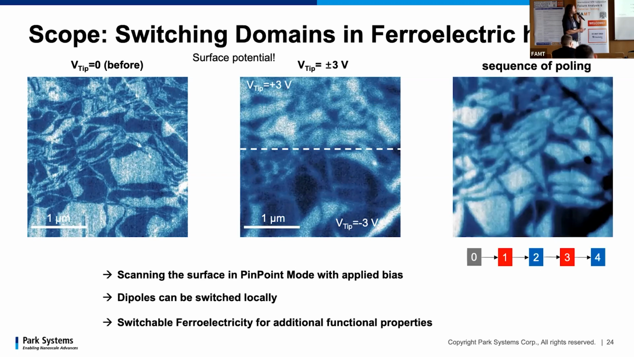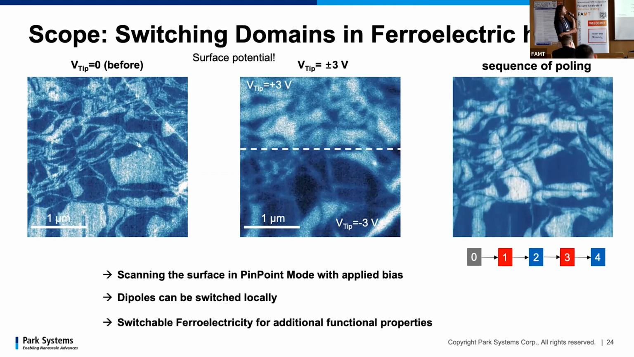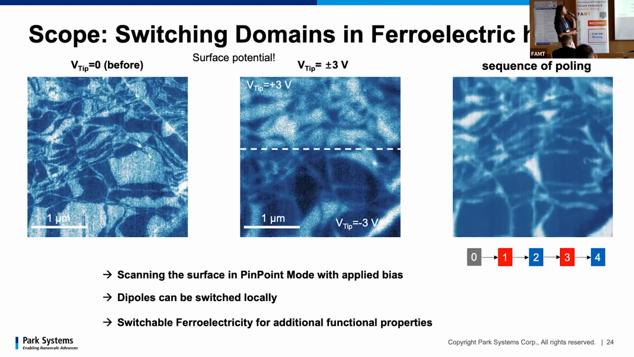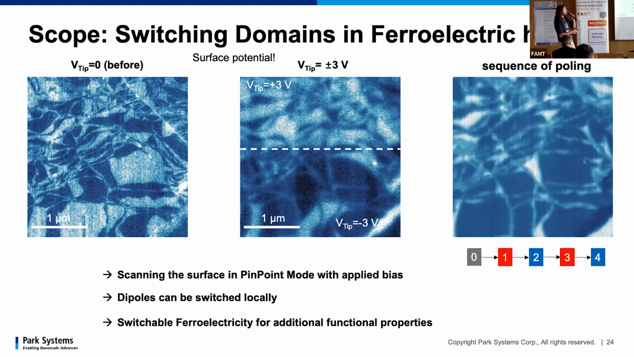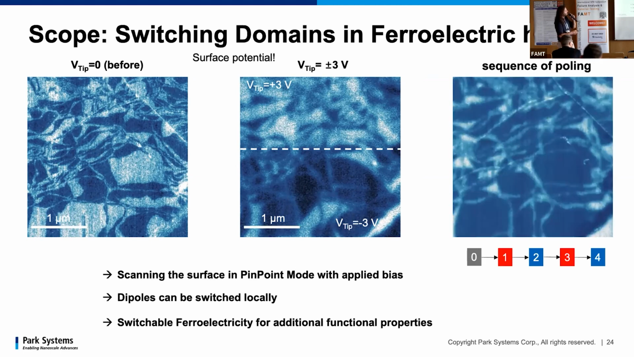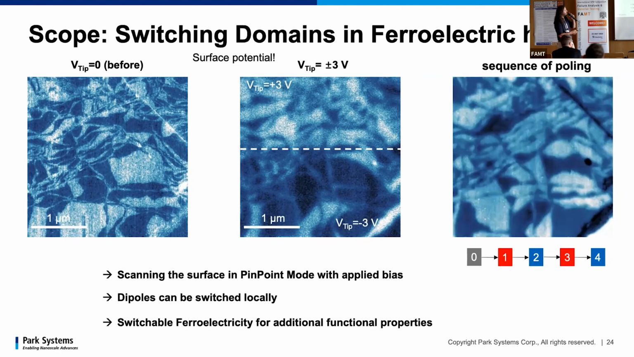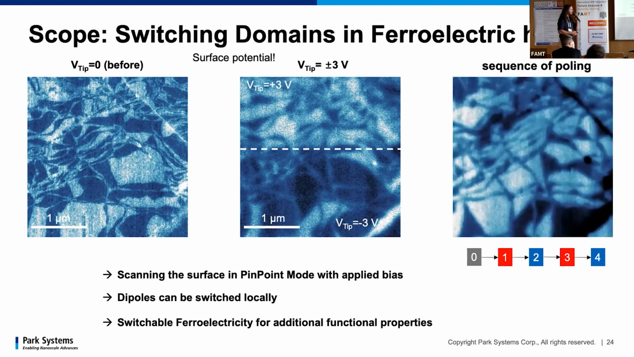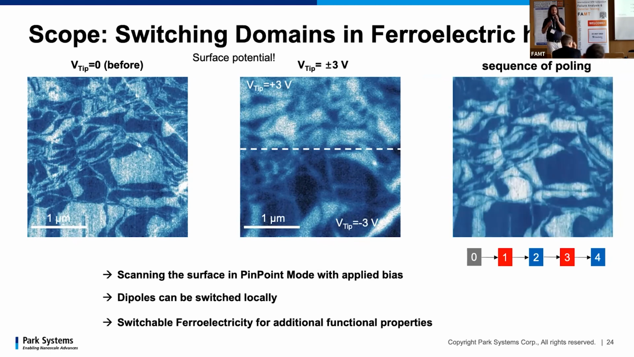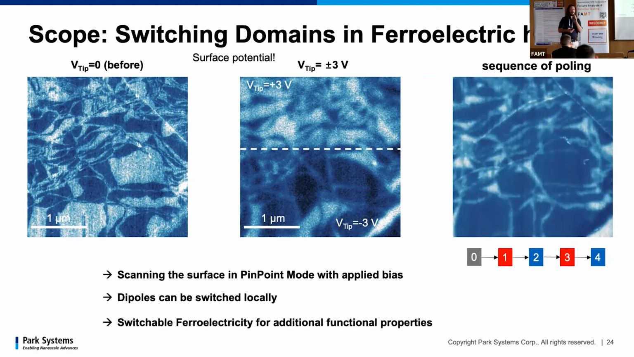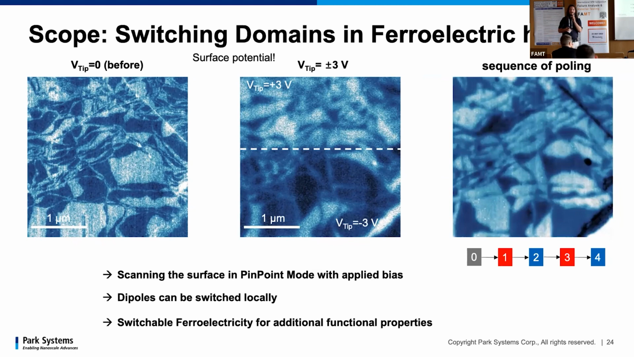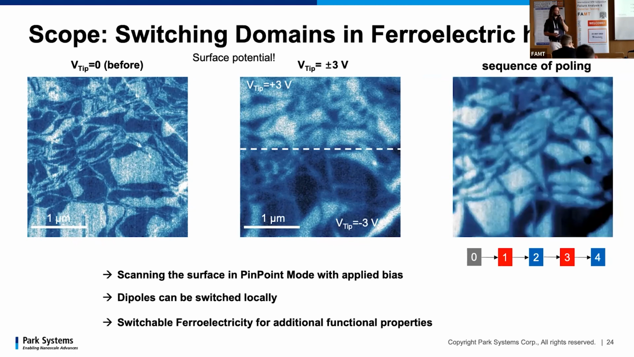But we couldn't do this only once, we could do it in a sequence of poling on the same location. So we basically measured KPFM, applied +3 volts, KPFM, -3, and so on. So on the same location, we get a switching back and forth. So this demonstrated quite nicely that we can introduce switchable ferroelectricity in thin film applications that might pave the way for electric field dependent doping, for example, in new thin film transistors.